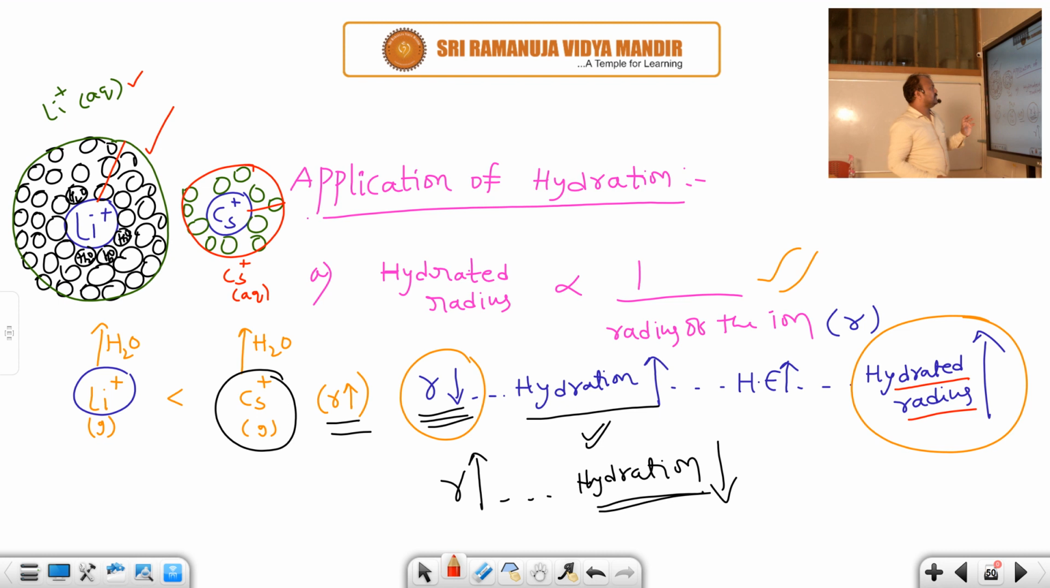So the lithium plus ion has the smallest size. That's why it has more hydrated radius. The Cs plus ion has a large size. That's why it has less hydrated radius. Students, have you understood or not?